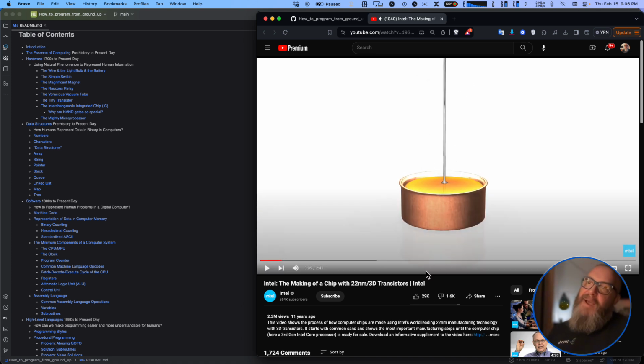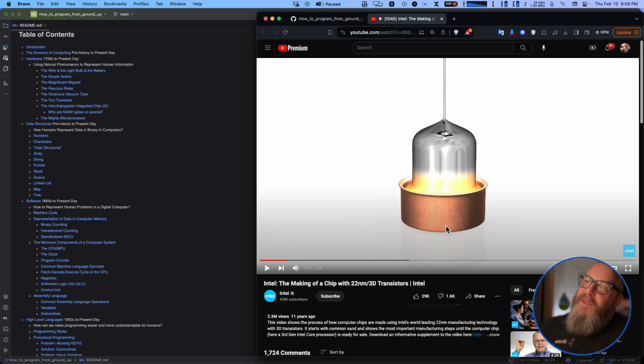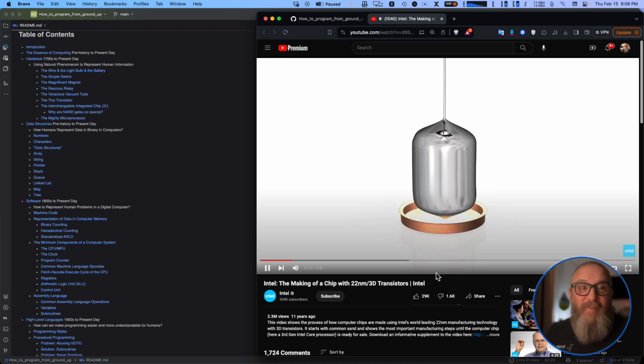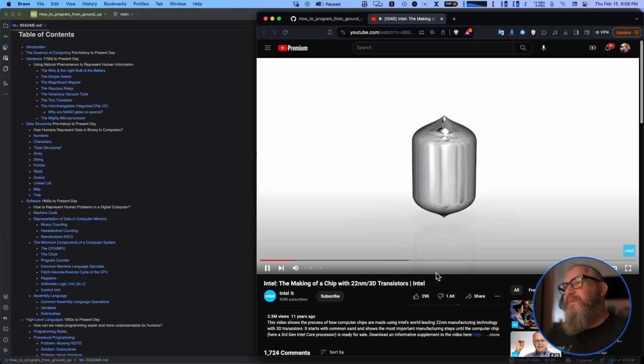This is showing how chips are conceptually made. This is heating up a vat of silicon, just sand, but it has to be very pure sand. They cool it, and when it cools, they have this cylindrical thing that's just a big old crystal of pure silicon.